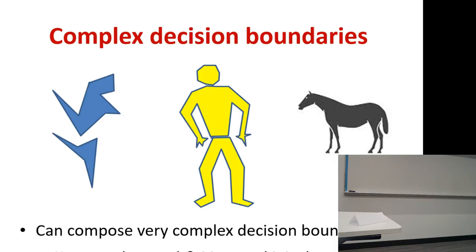Anyone? How can I compose a network which has these totally ridiculous looking decision boundaries? Somebody speak up. Venkat. Oh, I mean, you just extend the architecture which already exists by just adding more and more hidden layers. That's no. So I want a more specific answer. Yes.